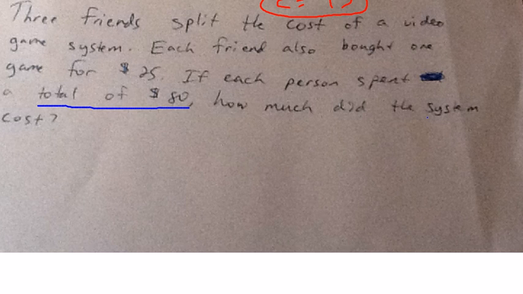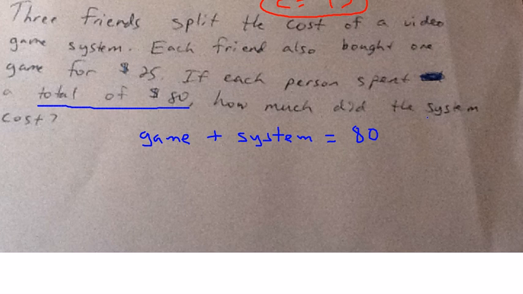So each person paid a certain amount of money for the game and for the system. And we know this total must equal 80, because that's what the problem tells us. Right? Each person spent the total amount of money for the game and for the system, and together they spent $80. The game plus their portion of the cost for the system equals $80.